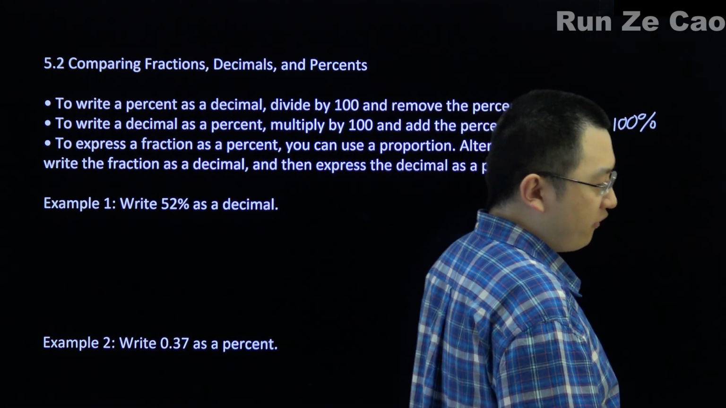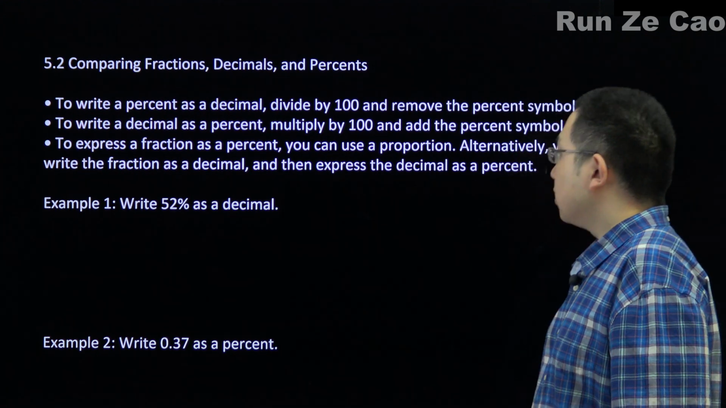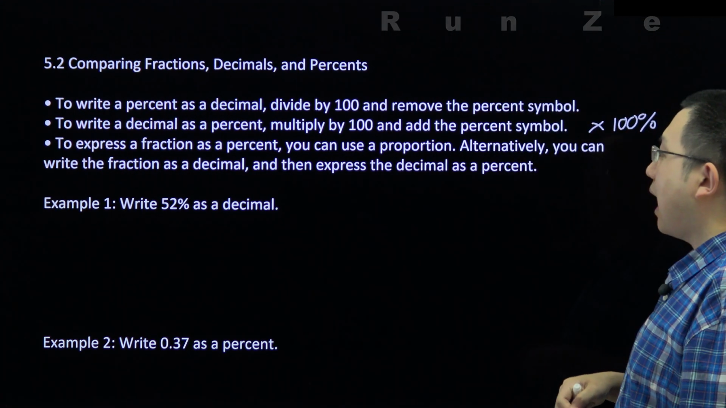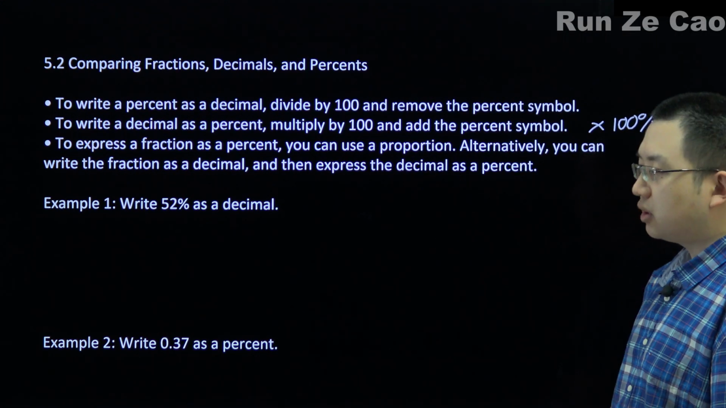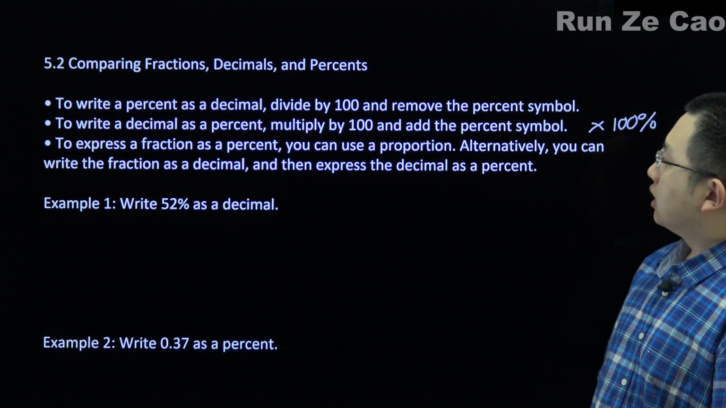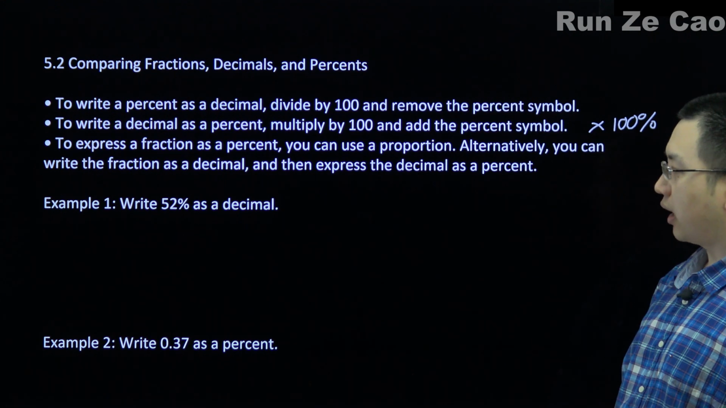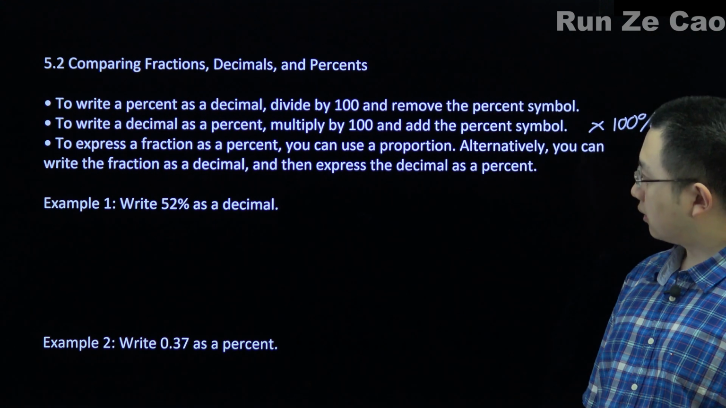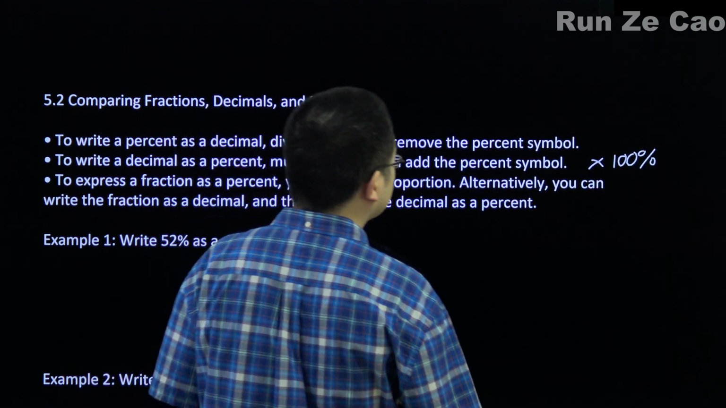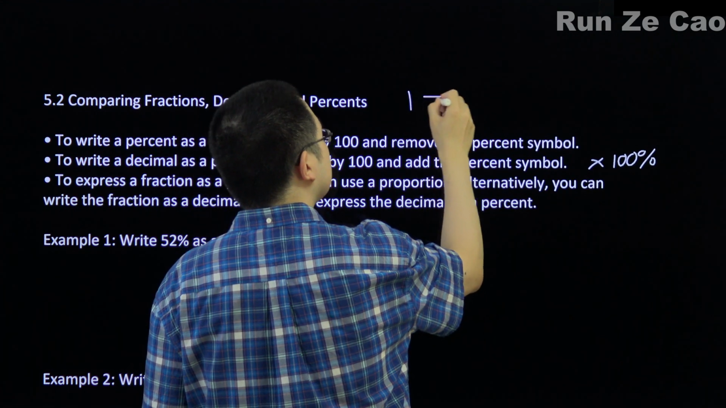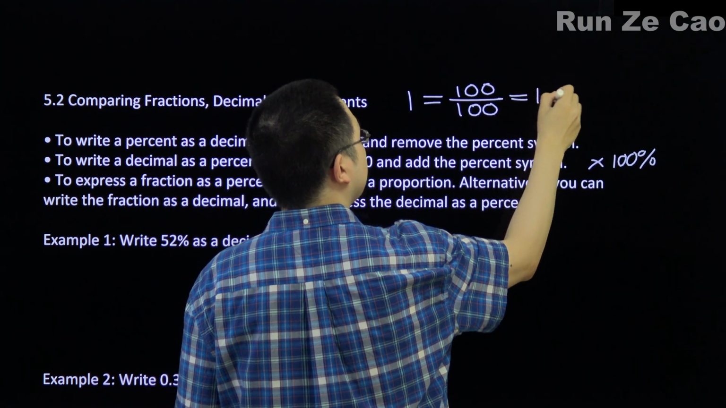To express a fraction as a percent, you can use a proportion. Alternatively, you can write the fraction as a decimal and then express the decimal as a percent. Use a proportion basically means you can convert the fraction so that the denominator is 100. So, all this stuff in text, how do you remember this quickly? 1 is equal to 100 over 100 equals 100%.